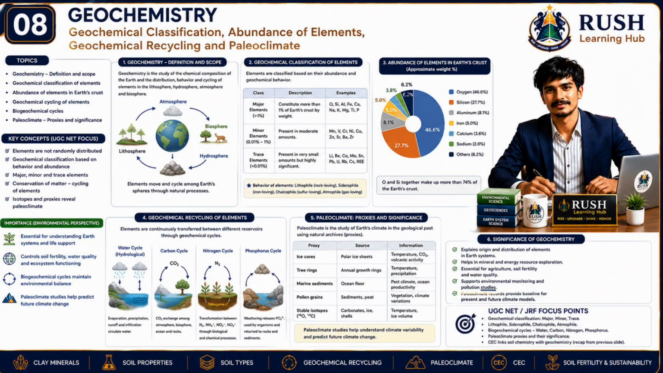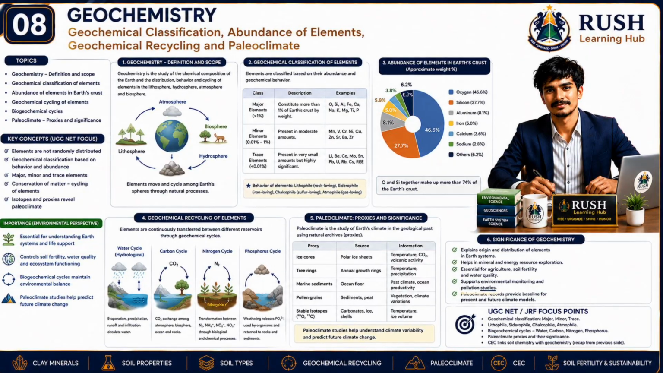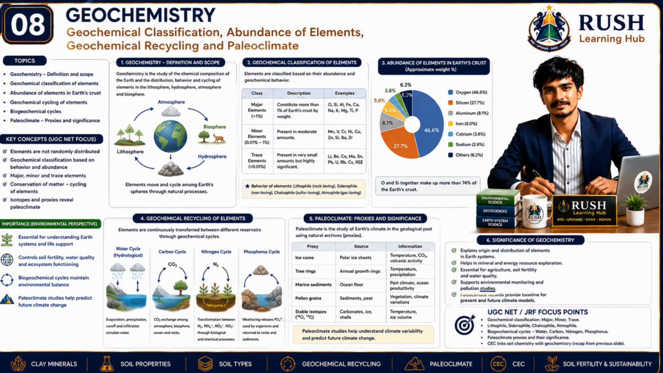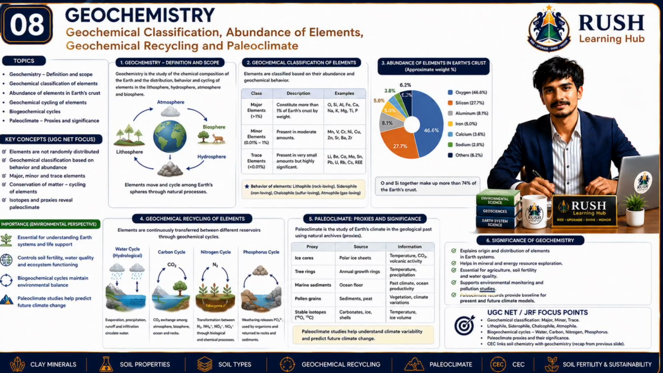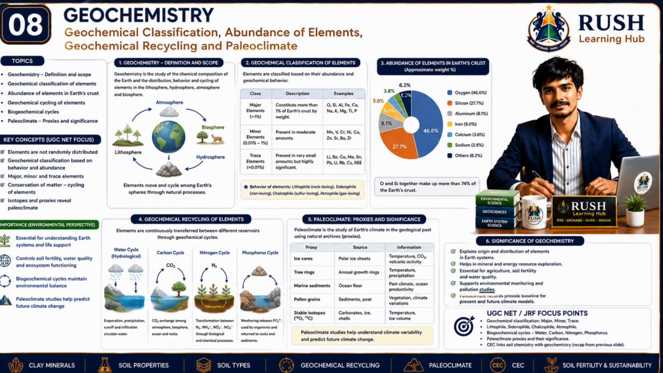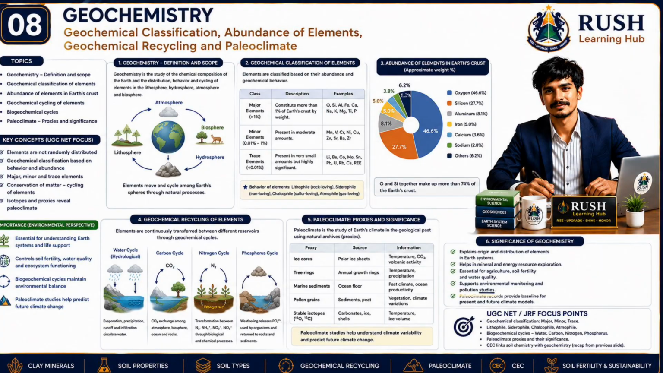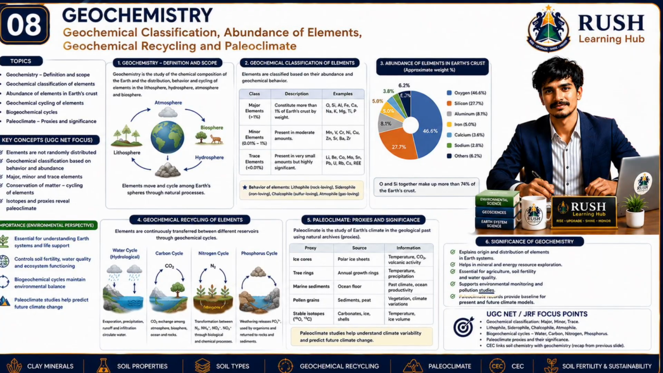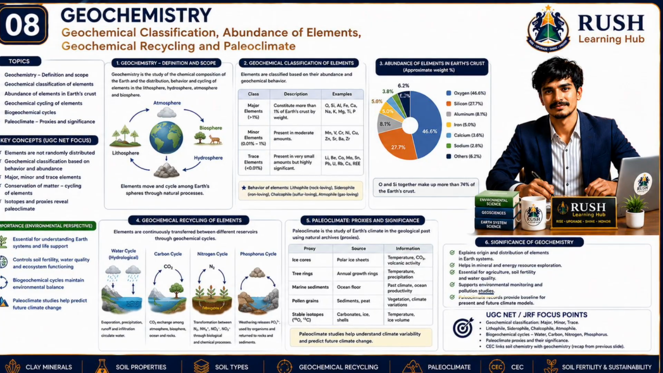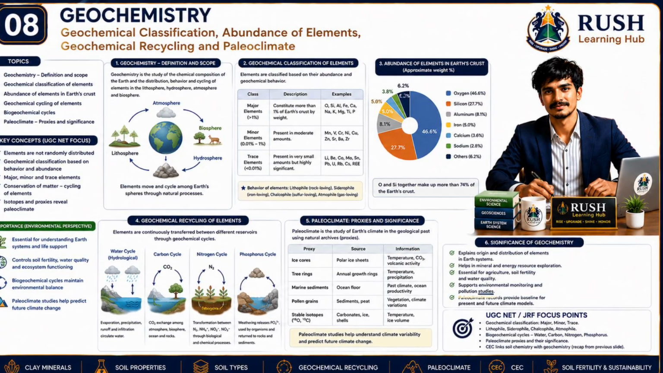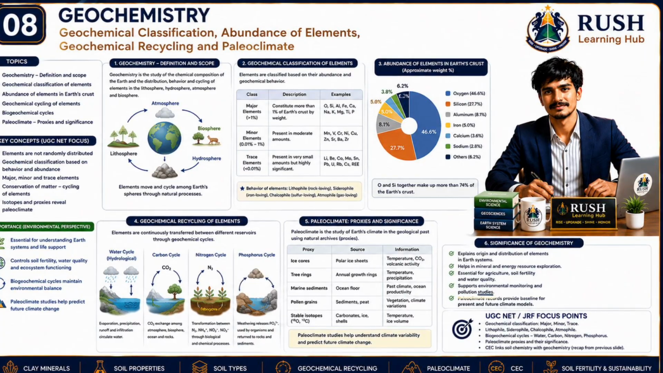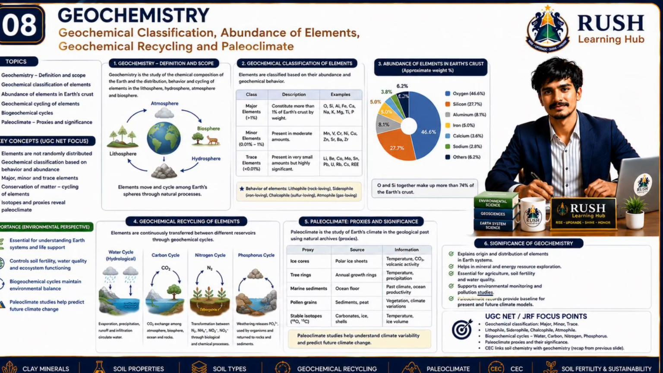Now let us summarize the importance of geochemistry. Geochemistry helps explain the origin and distribution of elements in Earth systems. It supports mineral exploration and energy resource studies. It contributes to soil fertility, agriculture, and water quality assessment. It plays a vital role in environmental monitoring and pollution studies. Paleoclimate research provides valuable information for understanding present and future climate change.